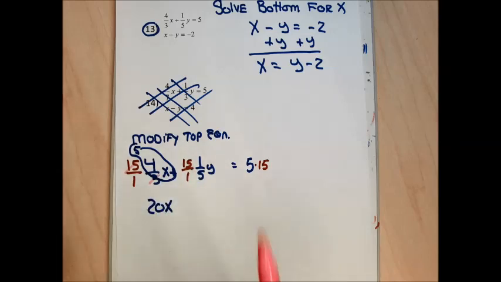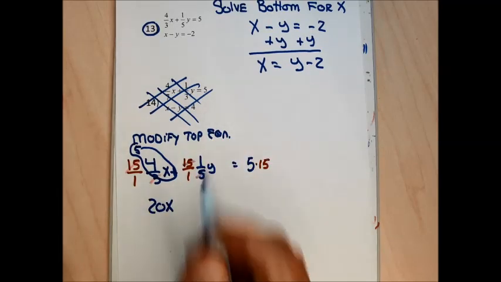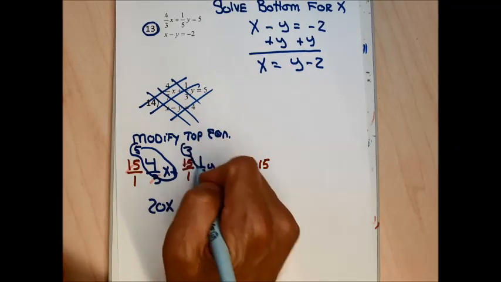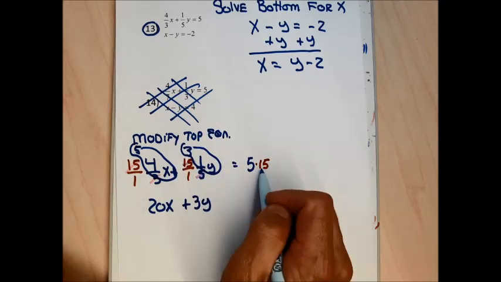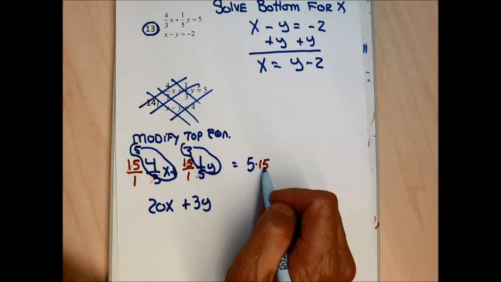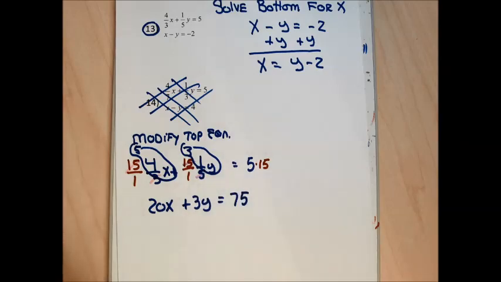Second canceling, 15 cancels with the 5 and becomes a 3. The fraction goes away because the 5 cancels. I multiply 3 times 1y and get plus a 3y. And then 5 times 15, which I didn't need to write the 15 as a fraction because the 5 wasn't a fraction, gives me 75. This is what I'm going to substitute in.